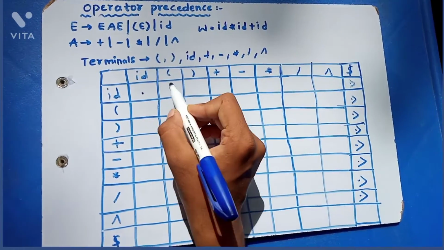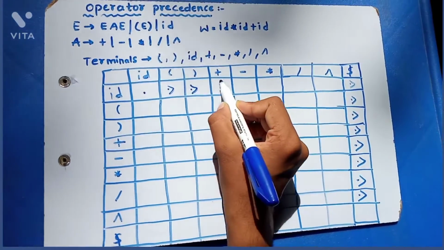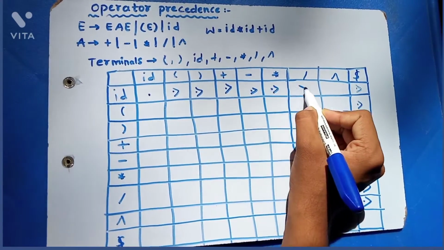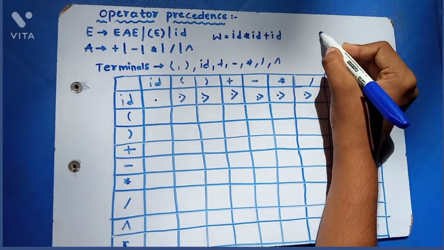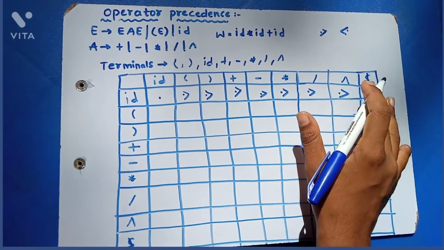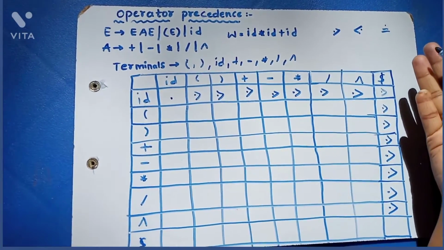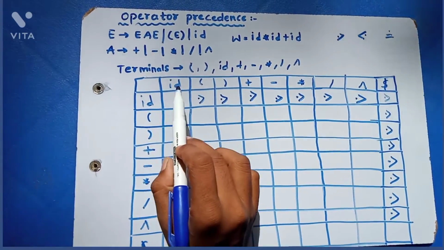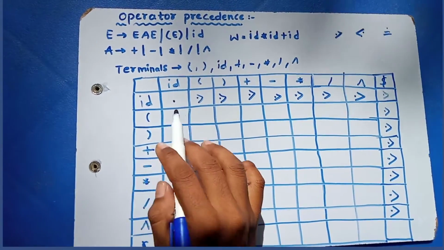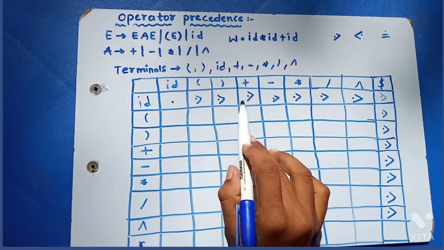So now you can write this one. This is the greater symbol, this is the greater, and this is the lesser symbol. Actually this is the equal to symbol, but we don't write the equal to symbol. ID and ID is equal, but we don't write it. We leave it empty. And when compared to this, ID is the highest, so we'll write it in this way.